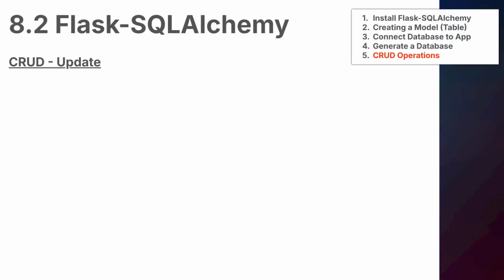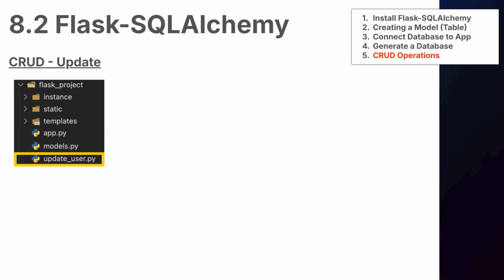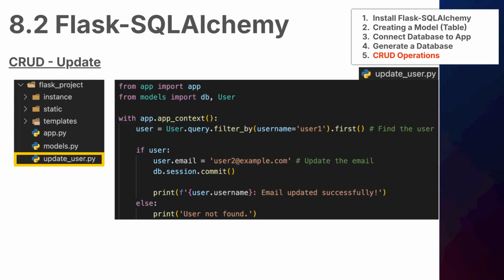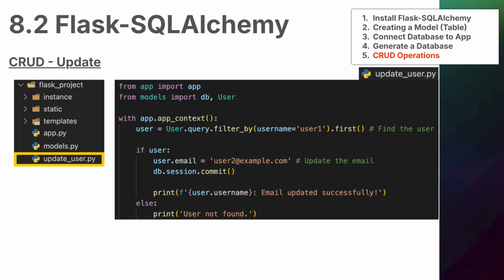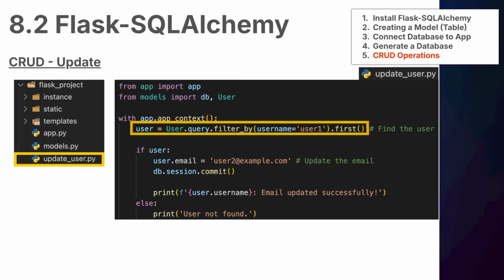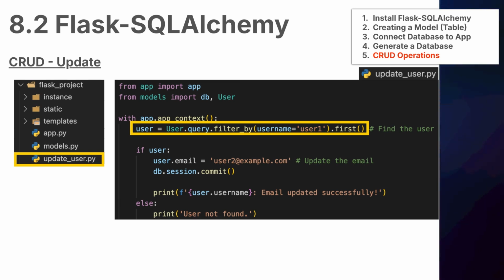Next, update. Let's create a new Python file named updateUser. Let's say you want to update the email of the user whose username is user1. Inside the file, first import the app, DB and the user class. Next, activate the Flask application context. This searches the user table for the first user with the username user1. If found, it stores the user object in the user variable. If not found, the user will be none.